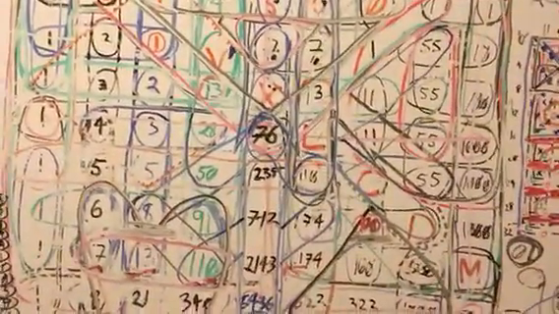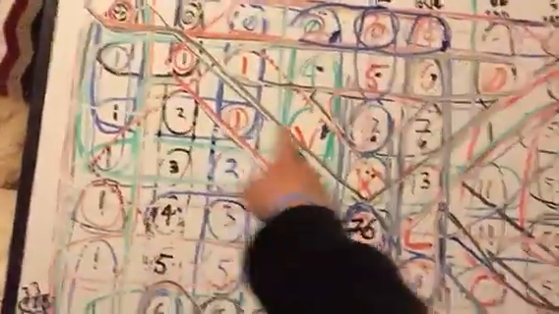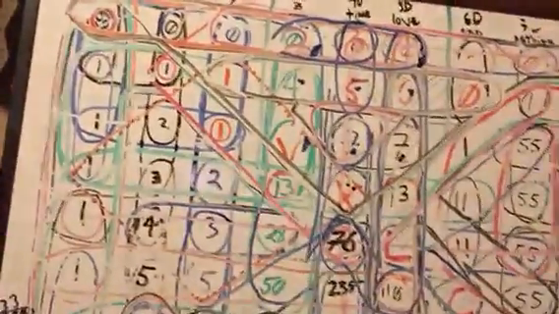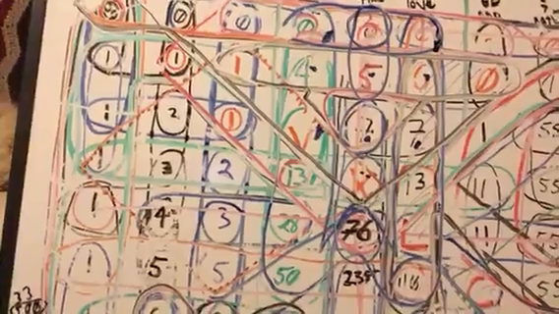Now, the key part here is knowing that we have to go up, across, and down. Okay, now check this out. It's interesting.